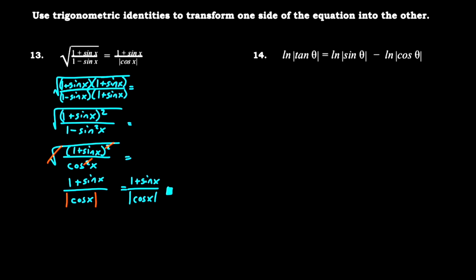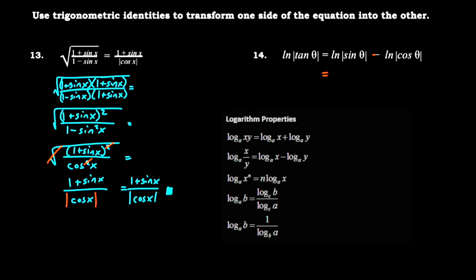In number 14, we have the natural log of the absolute value of the tangent of theta, and then natural log of sine of theta minus natural log of cosine of theta. And we have all these absolute value bars, so it looks like kind of a mess, but it's not too bad. You do have to remember a little bit about your log properties. So remember, if you're subtracting two log terms, you can change that into one big fraction, one log term. So sine of theta over cosine of theta.